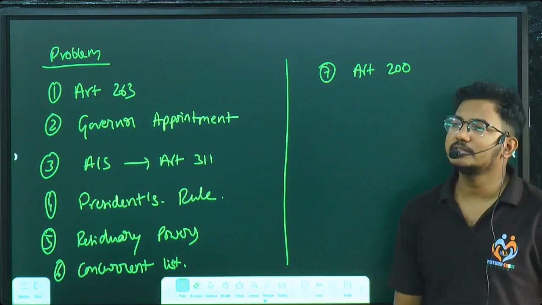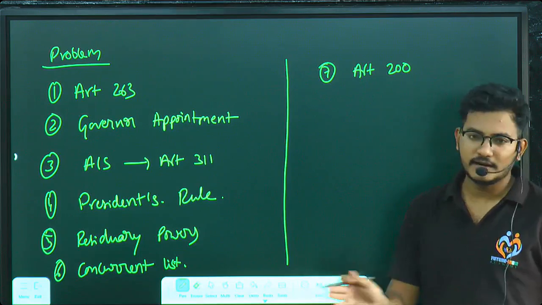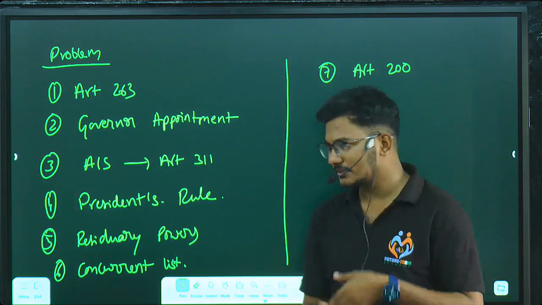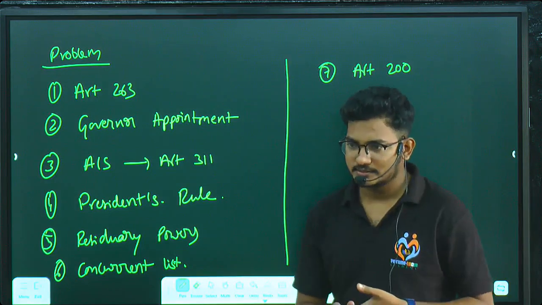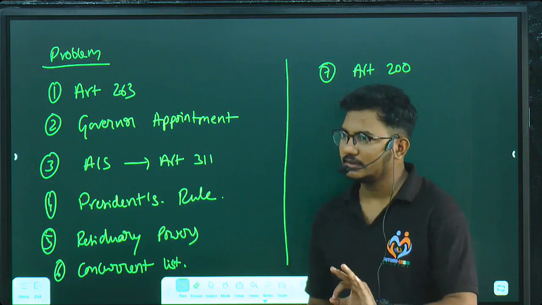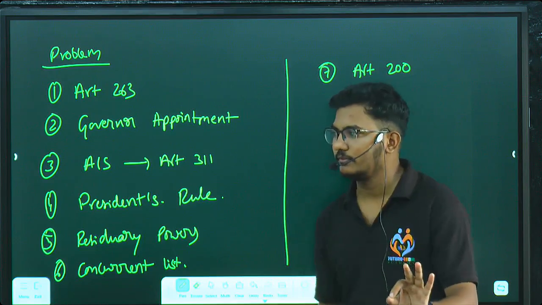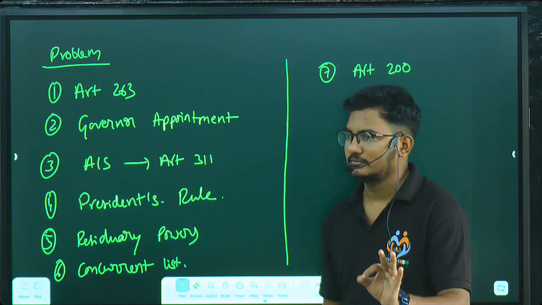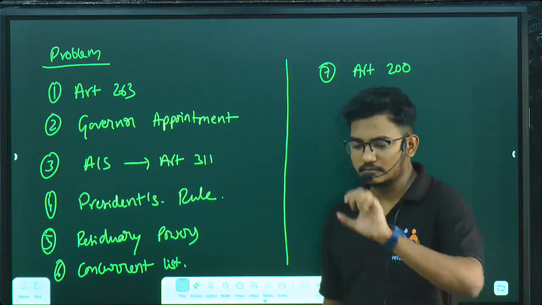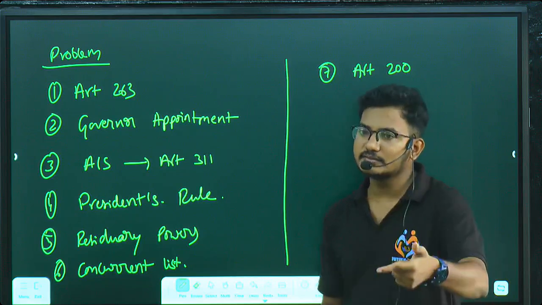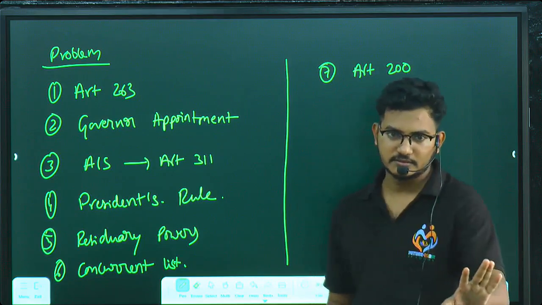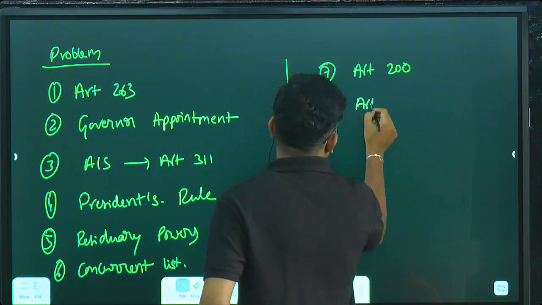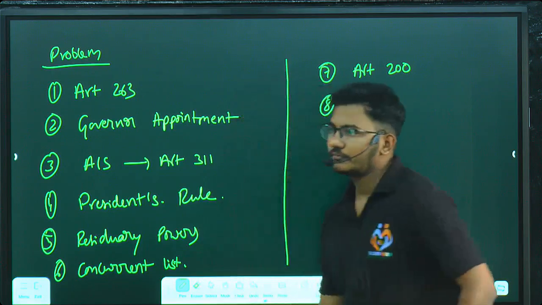Any other? Article 3. By using Article 3, center can divide a state into as many parts as it can, just like it did with Andhra Pradesh. It is only the power of the center. Even if the state rejects the bill, it doesn't make any difference. So here there may be chances of conflict. Article 3.